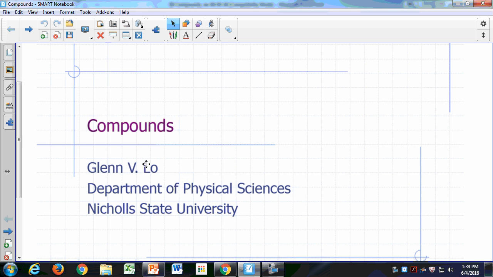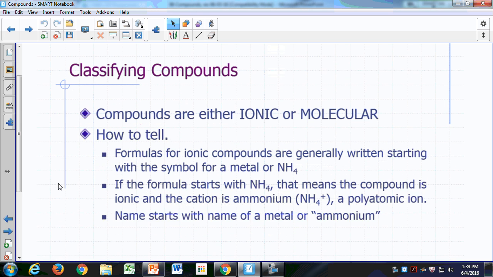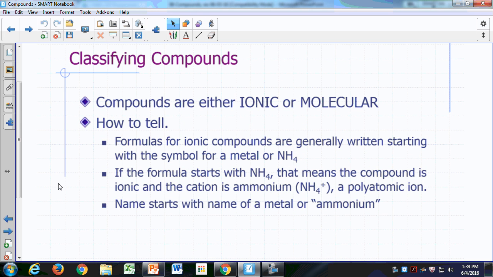Okay, in this lesson, we're going to talk about compounds. And compounds can be classified as either ionic or molecular. The distinction is somewhat obvious. An ionic compound is made up of ions. A molecular compound is made up of molecules.